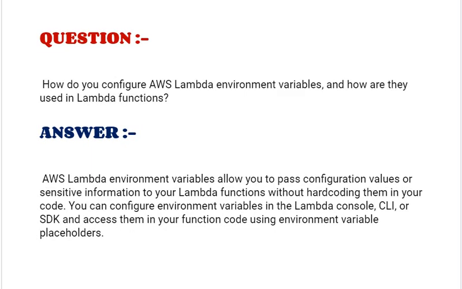Our next interview question is: how do you configure AWS Lambda environment variables and how are they used in Lambda functions? Your answer should be: AWS Lambda environment variables allow you to pass configuration values or sensitive information to your Lambda functions without hard coding them in your code. You can configure environment variables in the Lambda console, CLI, or SDK and access them in your function code using environment variable placeholders.